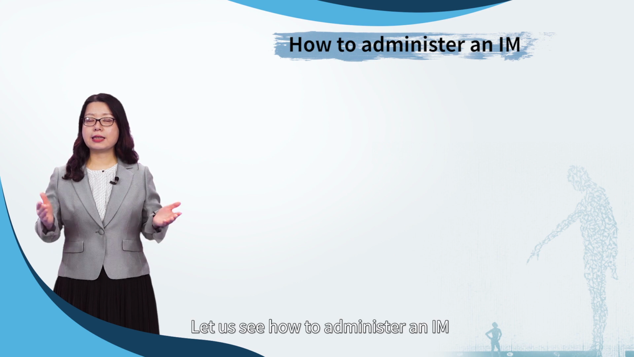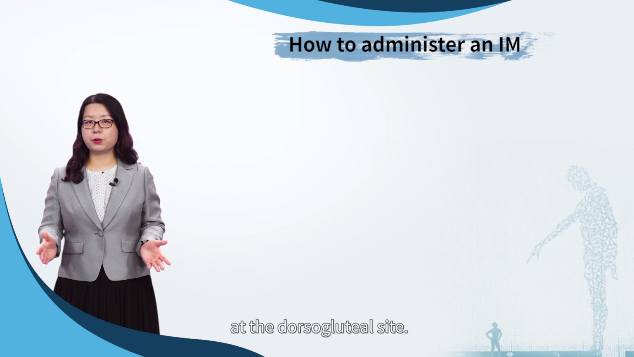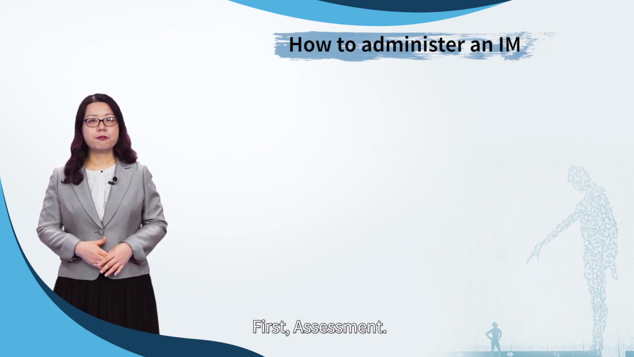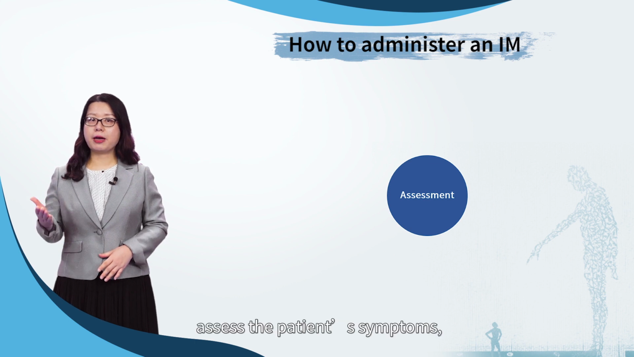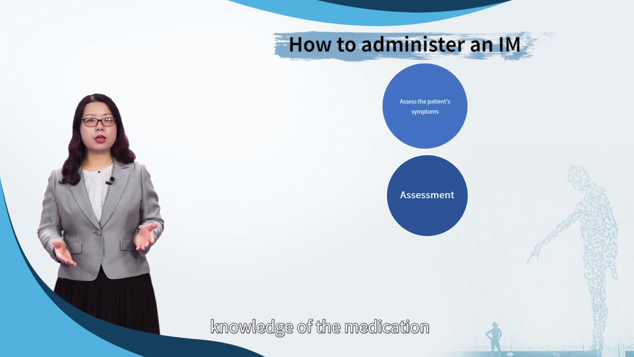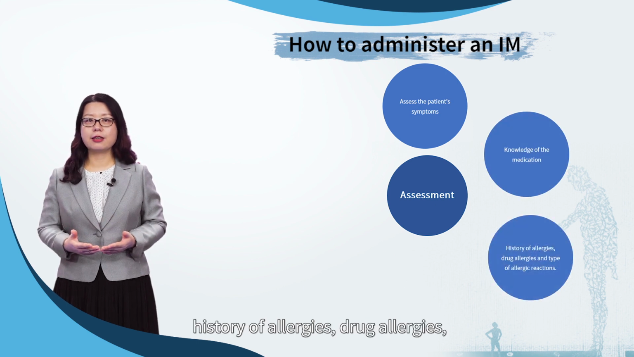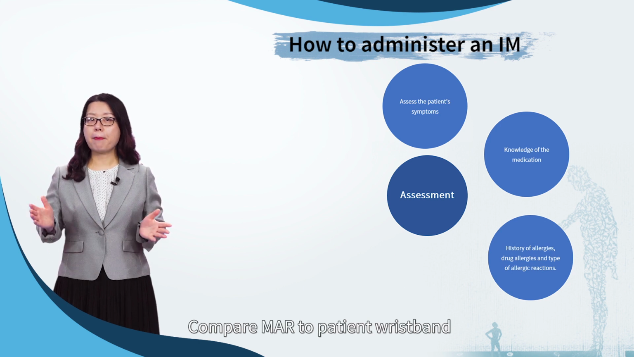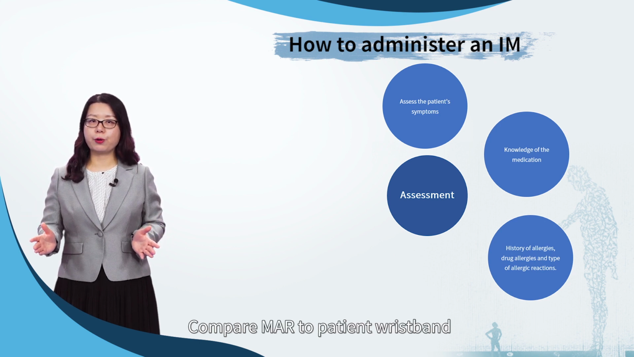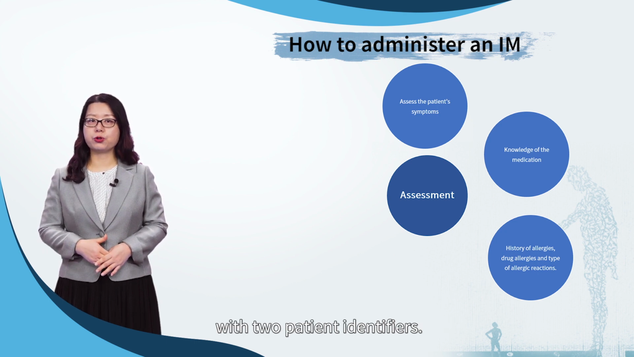Now, let's see how to administer an IM at the dorsogluteal site. First, assessment. Before IM, assess the patient's symptoms, knowledge of the medication to be received, history of allergies, drug allergies, and types of allergic reactions. Compare the medication administration record to the patient's response and confirm the patient with 2 patient identifiers.